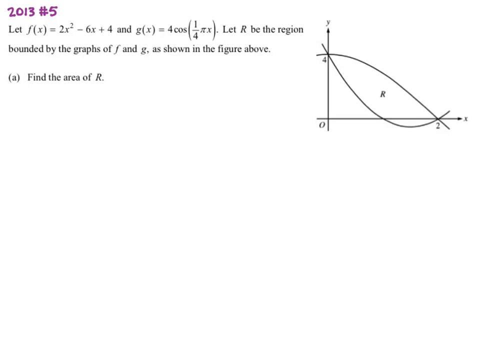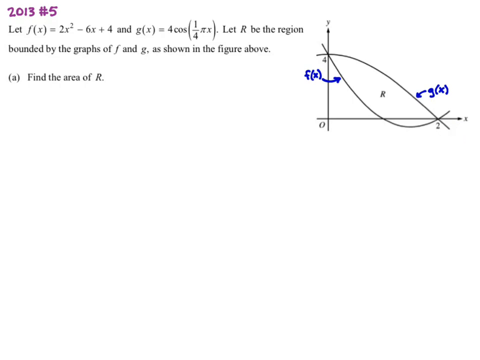Here we are given 2 functions, f of x and g of x. One we notice is a parabola that opens up, and the other one is a cosine function. So the first thing I want to note is which function is which in the graph. In the graph, f of x is the bottom function, and g of x is the top function, at least in the interval 0 to 2.